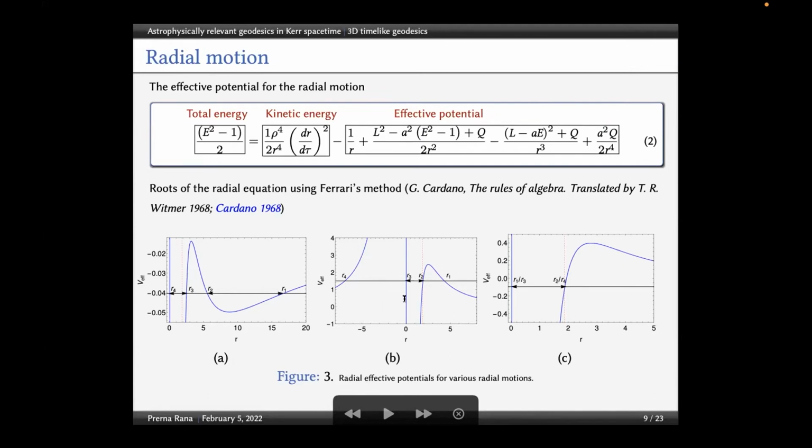The other kind is where there is a bound region between R2, R3. And the third kind is where the bound region is either between R1, R2 or R3, R4. So the astrophysically relevant case is only the first kind, because the 2 turning points are outside the horizon radius, and that's where we concentrate.